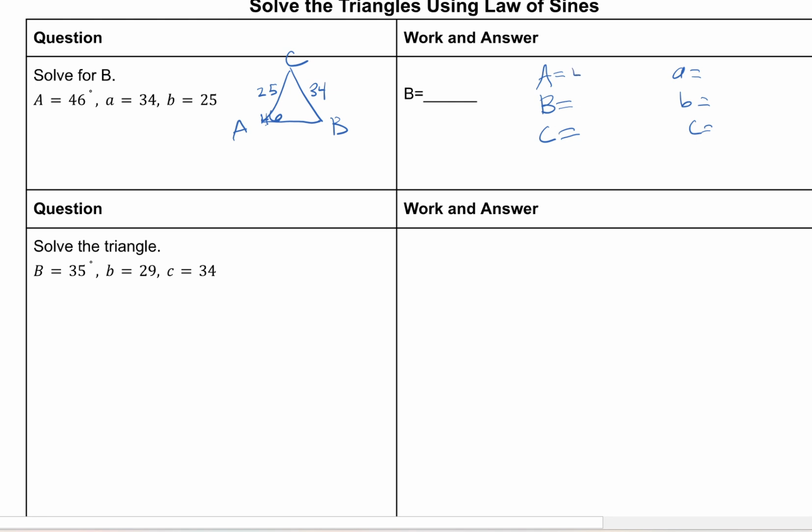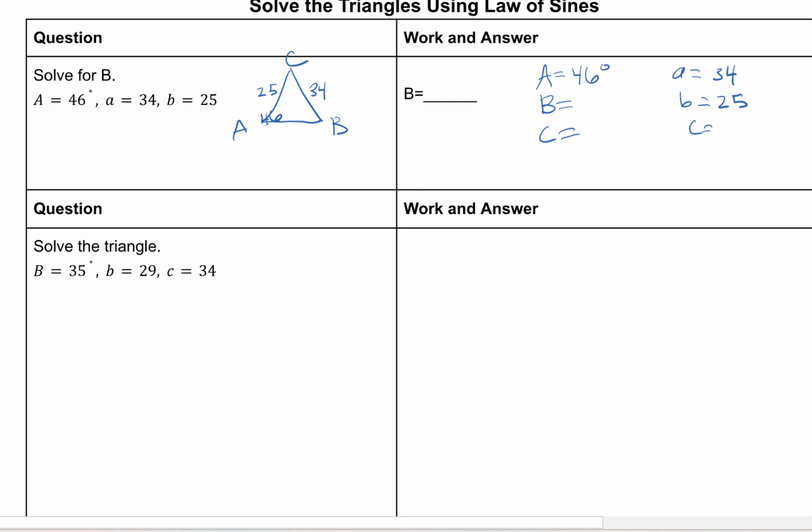And I'm going to write in the information that I have. So I know that angle A is 46 degrees and side a is 34. If you set it up this way, it's very easy to see that I know angle A and side a across from it. I don't know angle B, but I know side b. So this only asked me to solve for angle B.